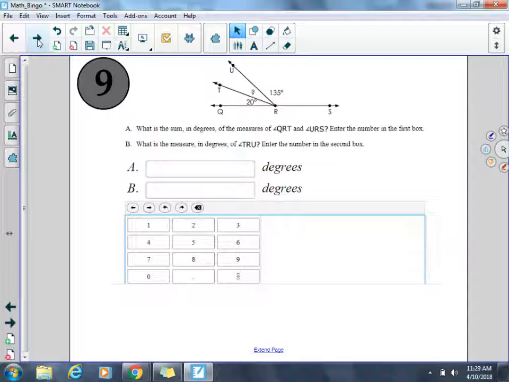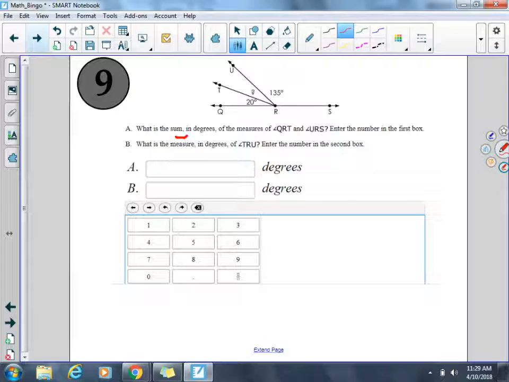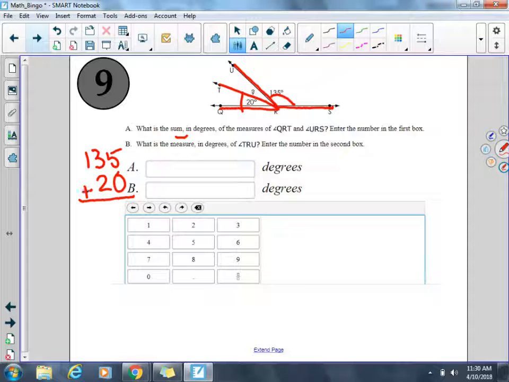So the first question, you got to know what sum means. Sum means you're adding. And they want to know what the measures of QRT, so I got to trace over QRT. I know that angle's worth 20 degrees because it tells me right there it's 20 degrees. Okay. And I also need to add URS. So URS. And I know that angle's 135 degrees. If I'm trying to figure out the sum of those two angles, all I've got to do is add them together. 135 plus 20. My answer there would be 155 degrees. That's the first part.